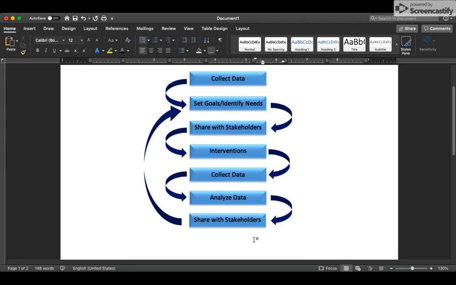And then, once again, we need to share what's going on with the stakeholders. Depending on whether it's a SPED teacher that needs to know how their kid's doing, or just parents, who of course always need to know what's going on, we share with them. After we've done that, depending on where we're at in the year, I think it's important to go back and set goals and identify needs, and then go through the whole system again.